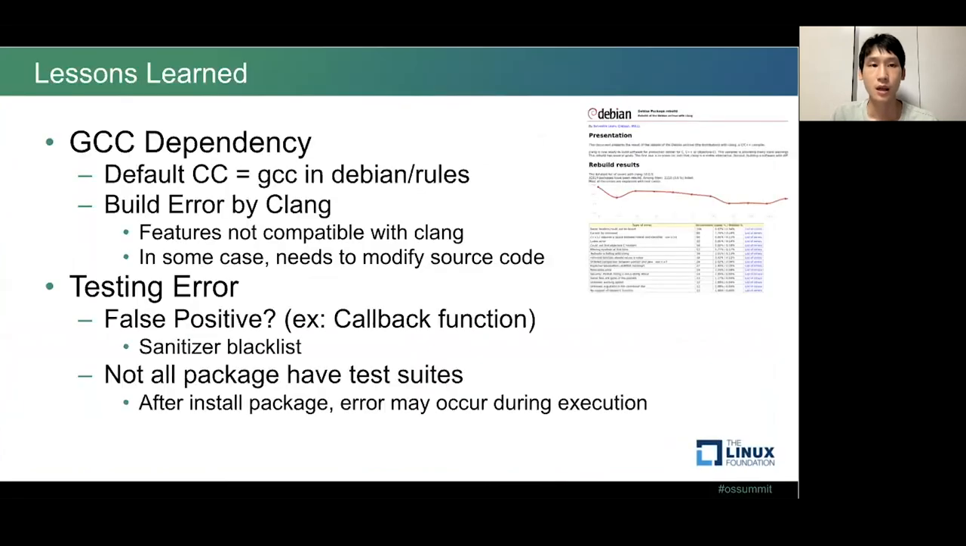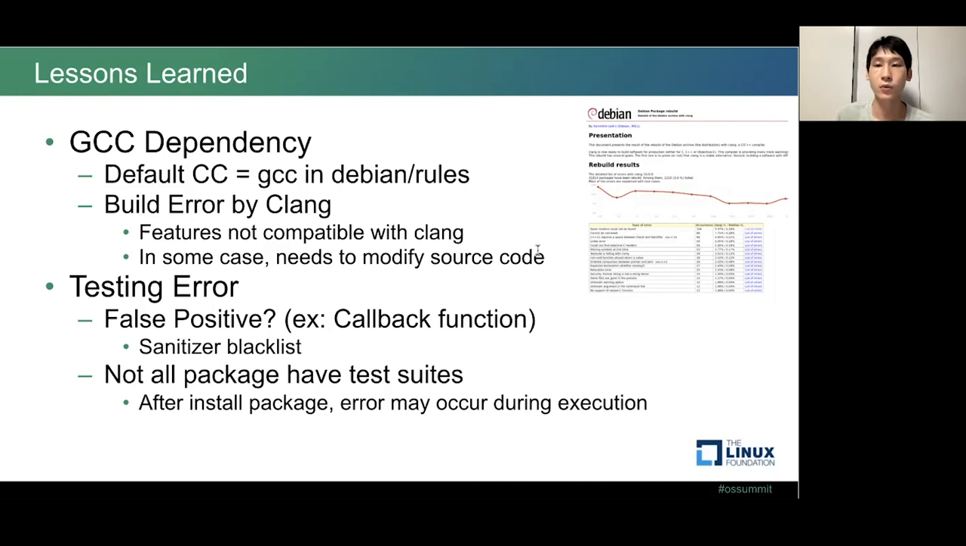Last chapter. We have gained a lot of experience from rebuilding lots of packages. If you try to harden packages, you may meet the following problems I already met. First is the GCC dependency problem. Some packages set the compiler CC to GCC, so we have to modify it to Clang. And another problem is build errors with Clang. Some features are not compatible with Clang.